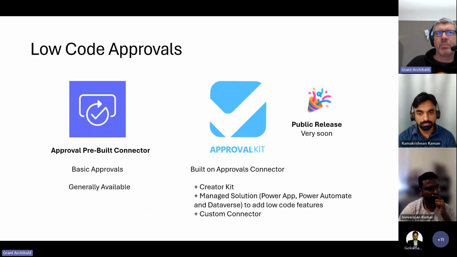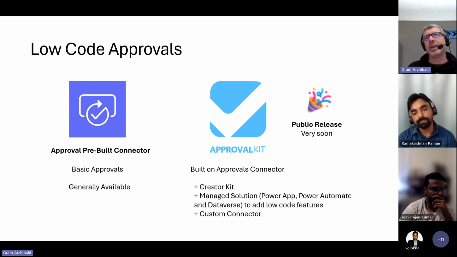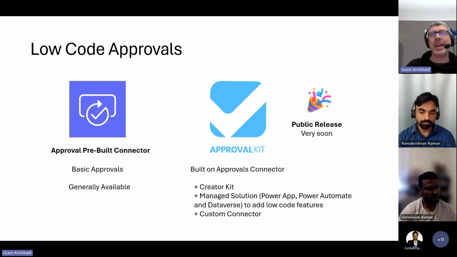So we've got the pre-built approvals connector. It handles basic approvals. It's generally available. And with the approvals kit, which you're going to be releasing really soon, it's built on top of the approvals connector. It adds in some of the other kits that we create for the Creator kit to add a modern interface. And we bring together a Power App, some Power Automate, and some Dataverse to pre-package a solution that makes it easy for you. And then we have a custom connector that enables it to almost become a drop-in replacement and extend what the approvals connector does.